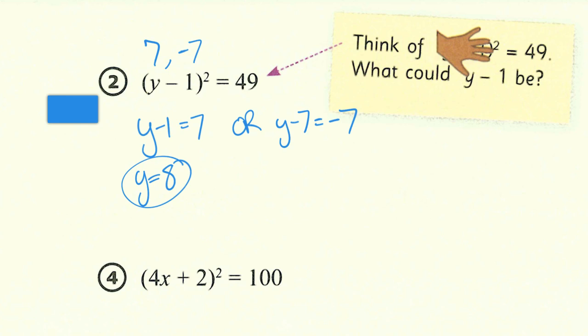Or over here, y minus 1 is going to be equal to negative 7. So what does y need to be? What number minus 1 gets me negative 7? And I end up getting y equals negative 6.